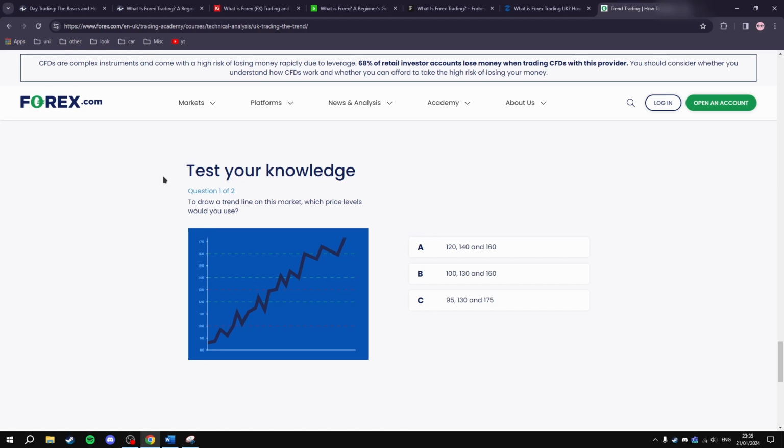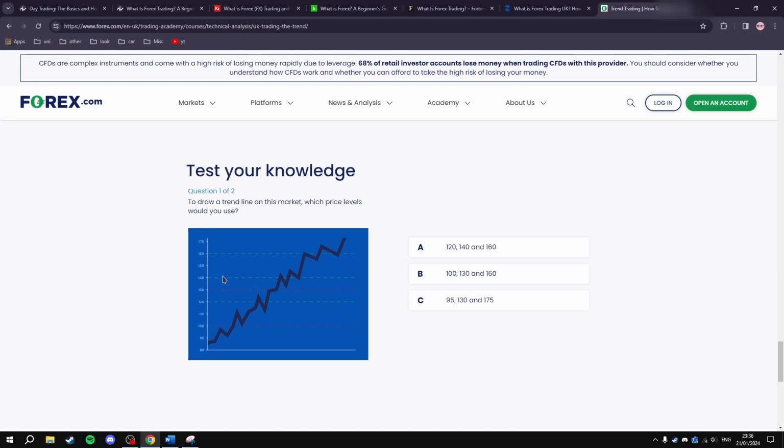Alright, so test your knowledge. Draw a trend line on this market. Which price levels would you use? What are the options? 120, 140, 160. 100, 130, and 160. 90, 95, 130, and 175. I'll use that. No?